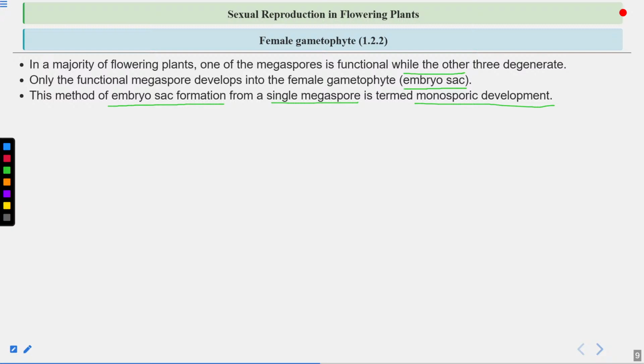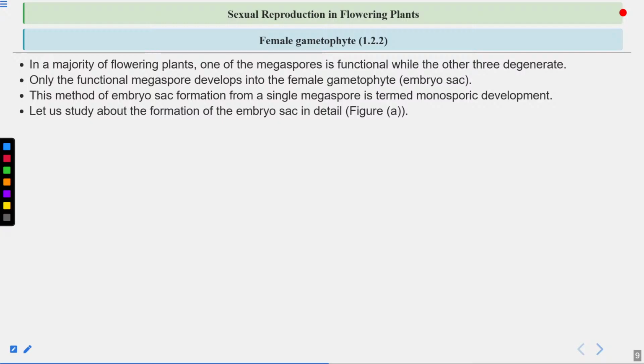Embryo sac is made up of 7 cells, and these 7 cells are formed from one single megaspore, the functional one, because 3 got degenerated. Now, how this single megaspore leads to the formation of an embryo sac, we will see that. So let us study the formation of embryo sac in detail.